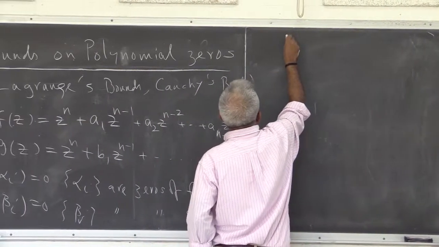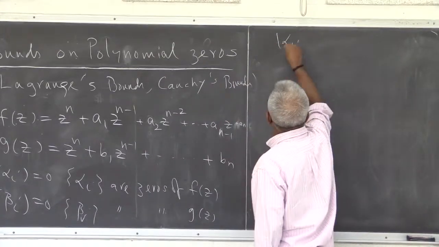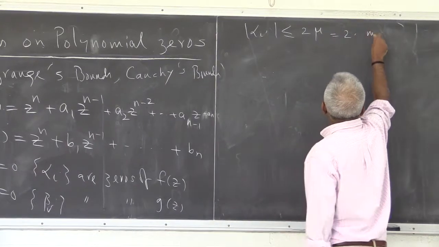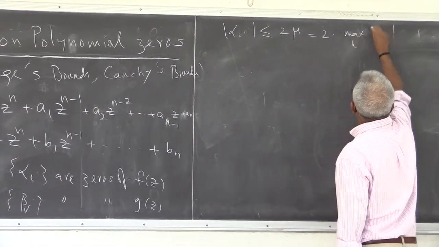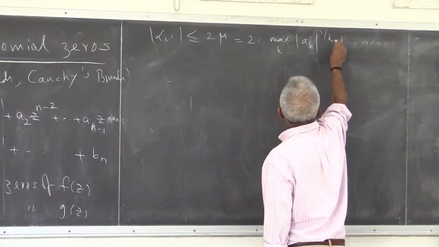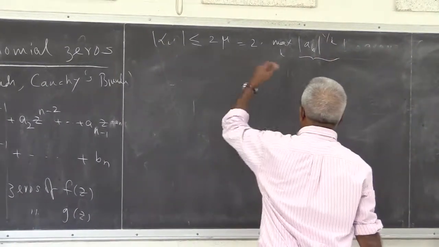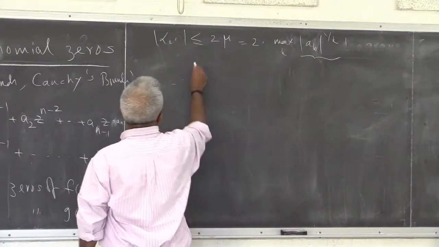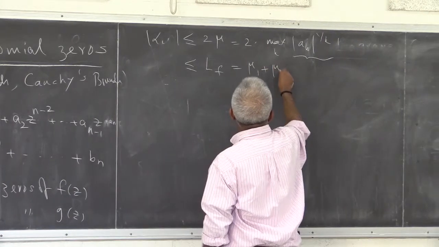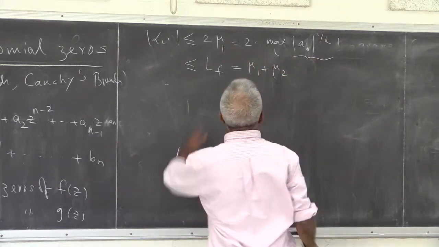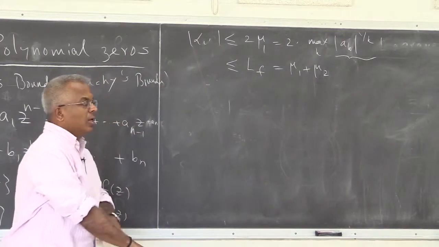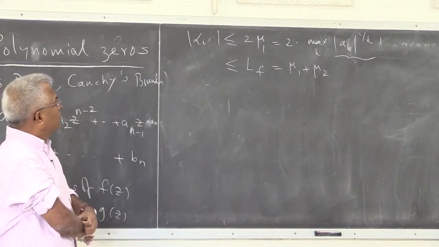So again, same problem. The first bound is alpha is less than 2 mu, where mu is the maximum of |ak| to the power 1 over k. So that's the classic bound. Then Lagrange's bound was mu1 plus mu2. So this is actually mu1 according to our definition. Mu2 is the second largest among the |ak| to the power 1 over k.